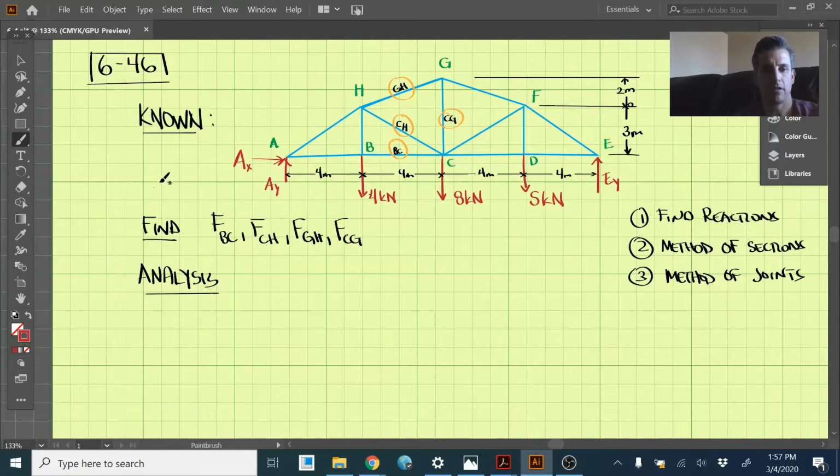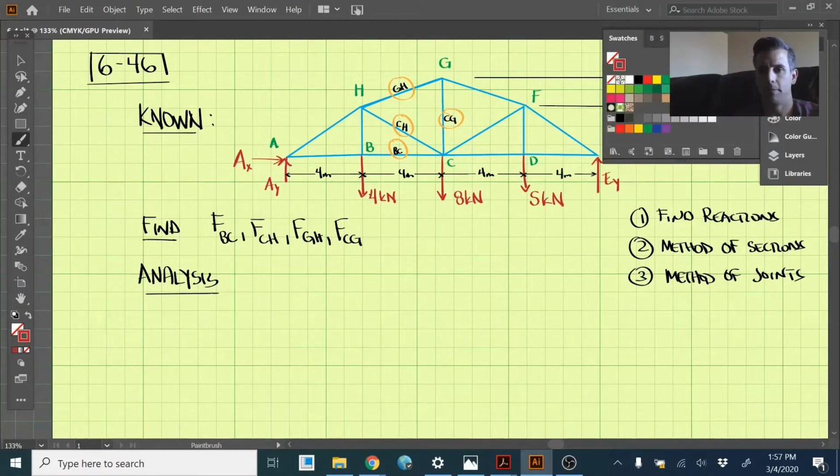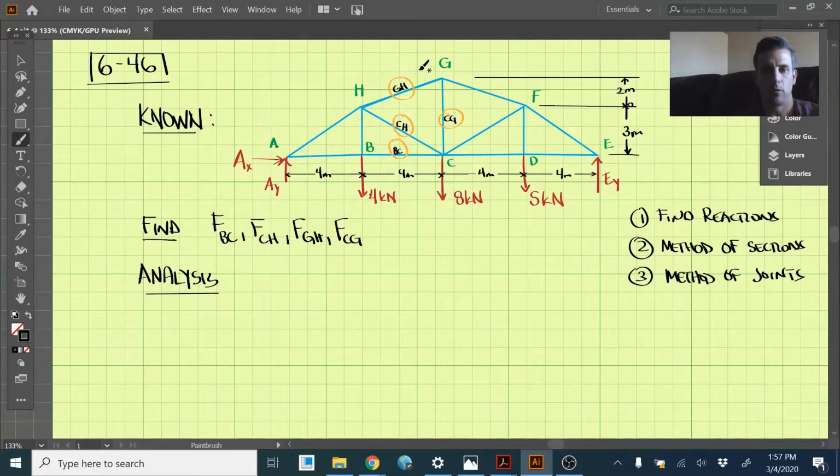Okay, so this is 6.46 here, and we're given a truss structure, which I've redrawn here. There's a pin joint at A, and there's a roller joint at E. So I've taken those off and drawn the reaction forces. So we have AY pointed up and AX here for the pin joint.